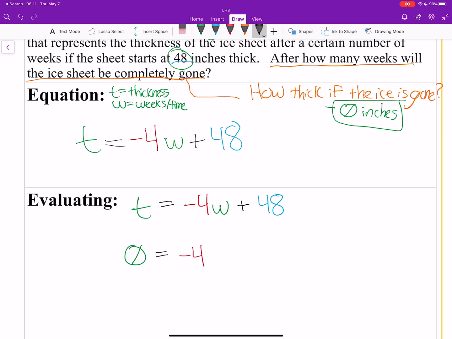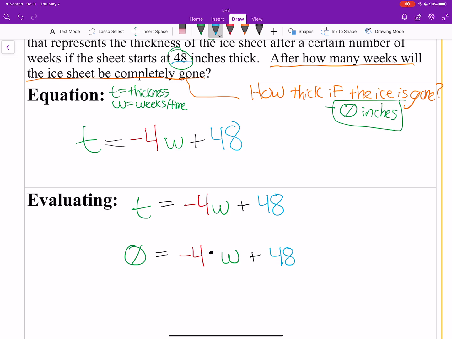And just for the sake of clarity, I'm going to write my times symbol, times W. We're still not replacing anything for W, but I'm just separating these out a little bit so it's more obvious that multiplying is happening. And then bring down my plus 48, the 48 inches of my starting point, 48 inches thick.